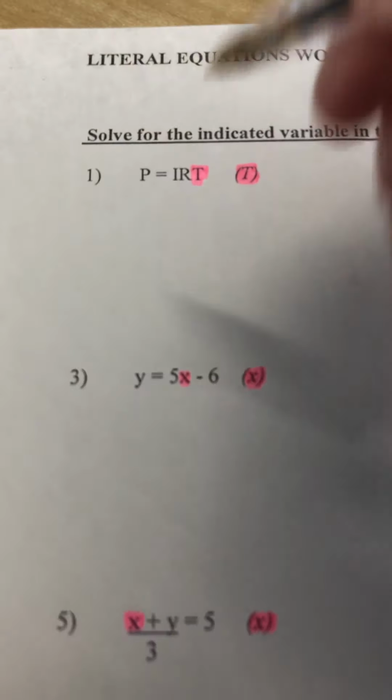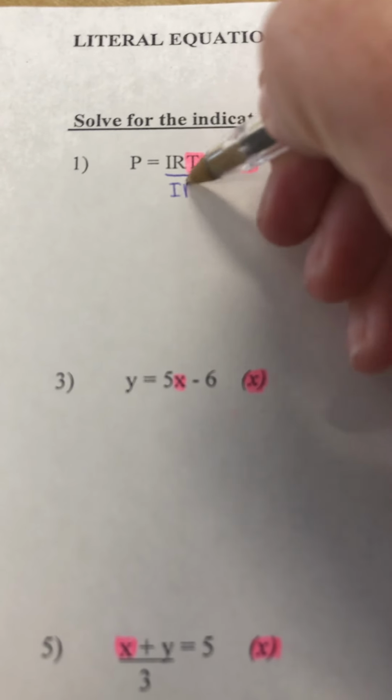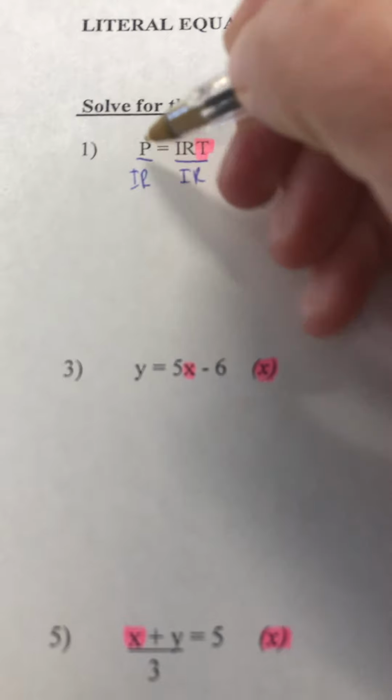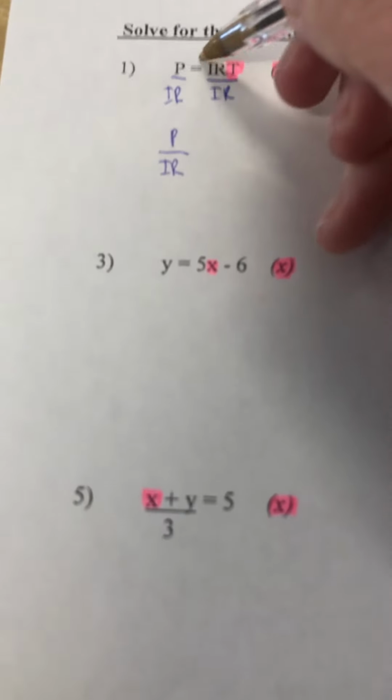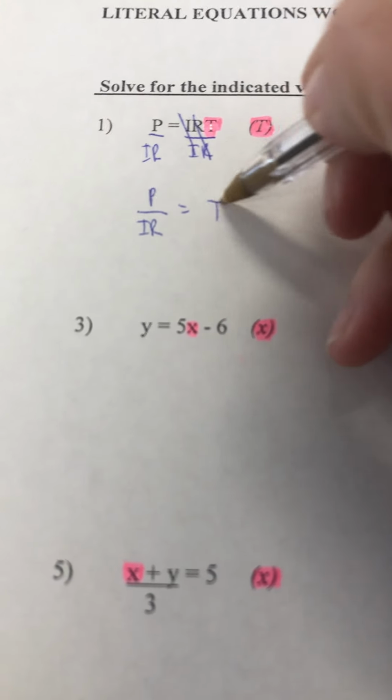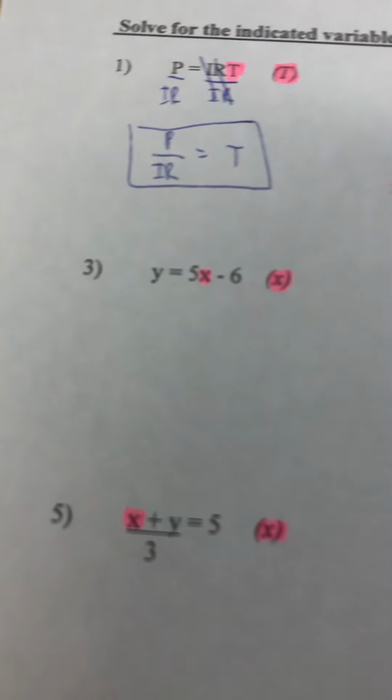So we can see that all three things are multiplied together. So I am going to divide by the I and the R. Nothing will cancel out on the left side. So I'm going to leave P over IR. Cancel out equals T. Done.